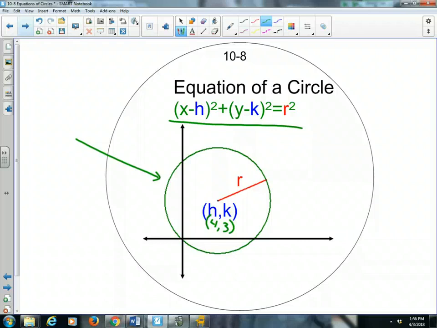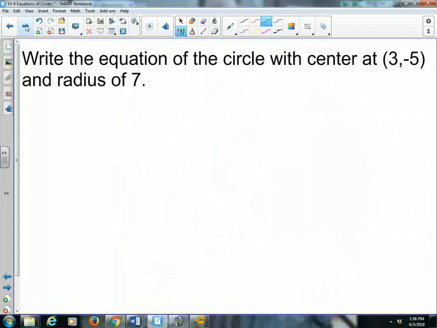So this radius looks like it maybe could be 6 units long or something like that. So then r squared would be 6 squared. Okay? So that's the equation of the circle, x minus h quantity squared plus y minus k quantity squared equals r squared. Let's now use that so you guys can take out your notes packet and let's apply that equation with this. Write the equation of the circle with a center at 3, -5 and a radius of 7.